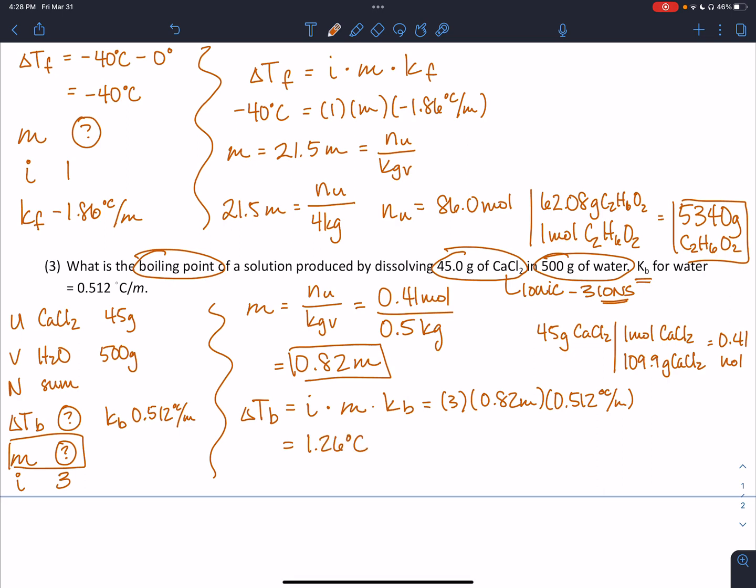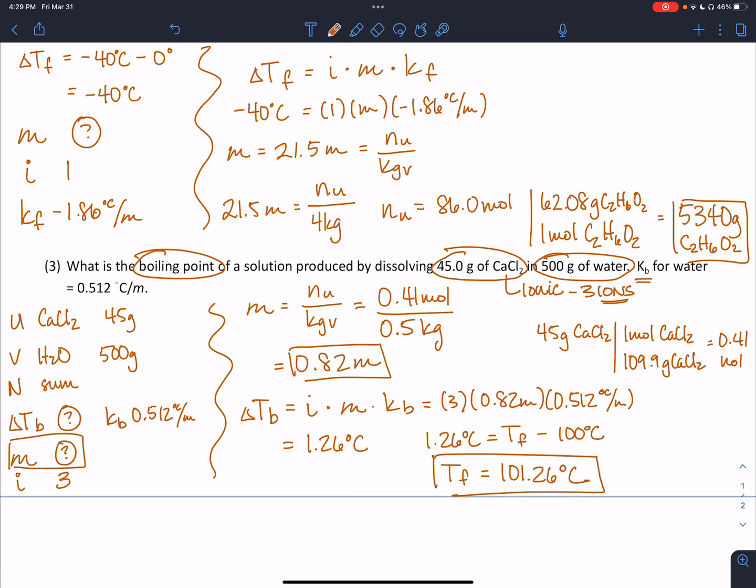So again, remember, that change, 1.26 degrees Celsius, is equal to our new boiling point minus the original boiling point, which for water is 100 degrees Celsius. So our final boiling point should be 101.26 degrees Celsius.